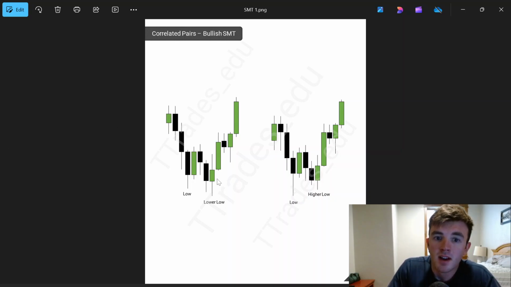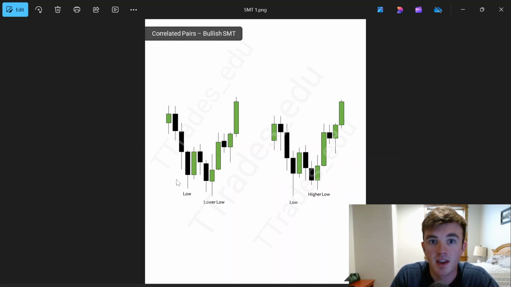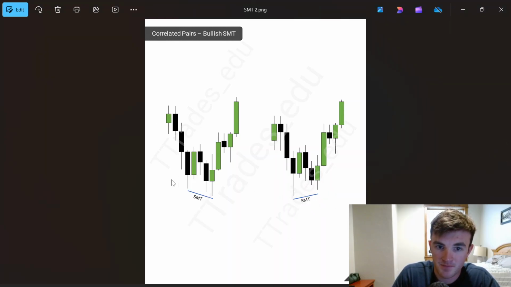Now, an SMT is when you have two correlated assets. For example, the S&P 500 and the NASDAQ would be two correlated assets. When one of them creates a low and then a lower low, and at the same time the other one makes a low and a higher low, this is what's known as SMT. So it's a break in correlation, and specifically you usually want to see it happen at a key level where you're already expecting a reversal to happen.